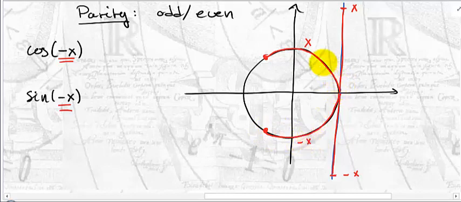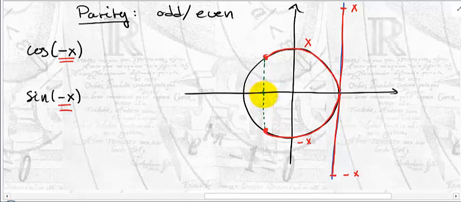Now, the length of this arc, as the absolute value of the length, is going to be the same. Therefore, we have some kind of symmetry at work. This point should be symmetrical with respect to the x-axis.